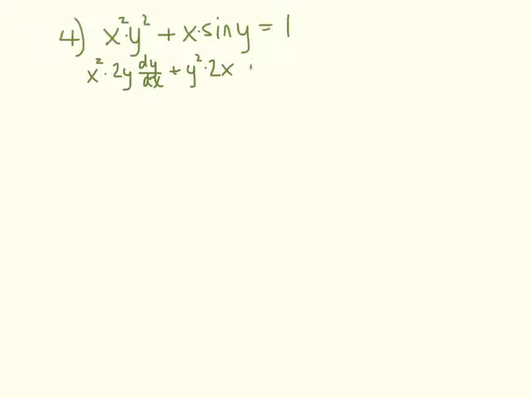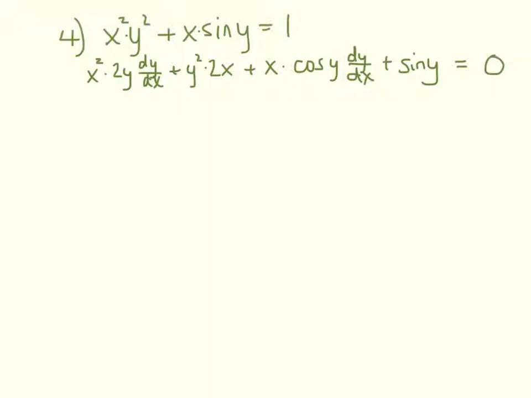Now, plus the derivative of x sine y. So again, first times the derivative of sine y would be cos y dy/dx, because in this case, the y is your angle, and again, it's an angle something other than x, so I have to take the derivative of y, which is dy/dx, plus sine of y times the derivative of x, which is just 1, equals the derivative of 1 on the other side of the equal sign, which is 0.